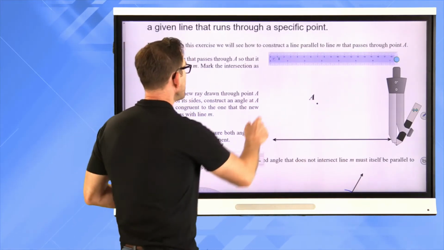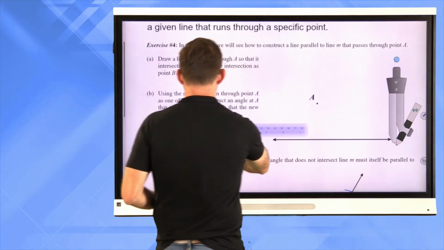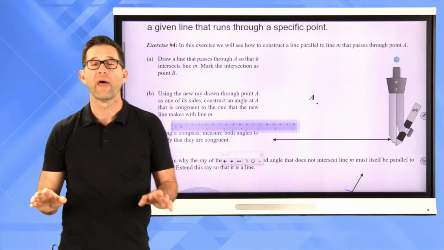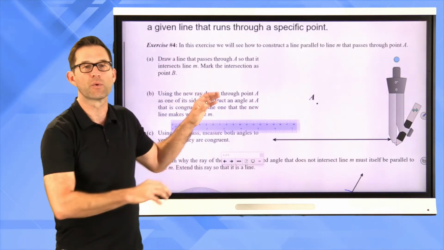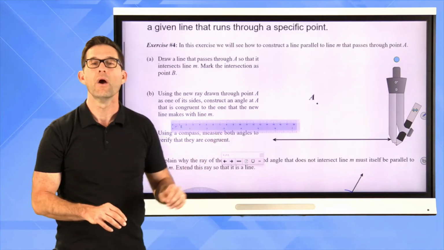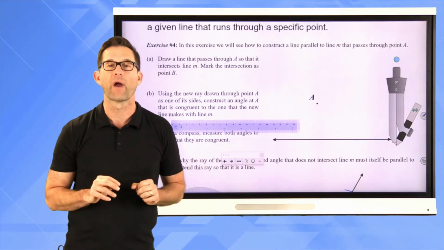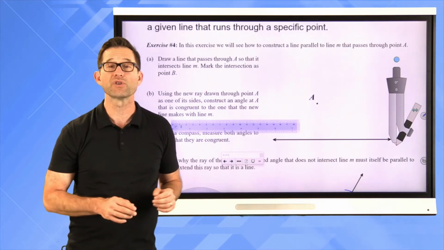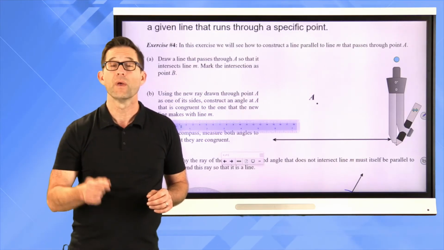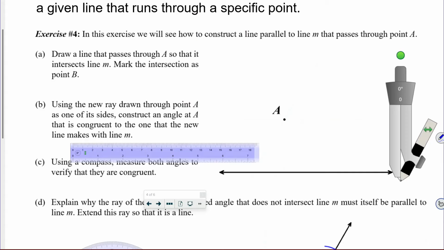So let's take a look at exercise number 4 and walk our way through how to do that. Now, by the way, every time I give you one of these where it's letter A, letter B, letter C, letter D, what I'm trying to do is give you the recipe for how to do the construction, and then we'll eventually talk about why it works, okay? So exercise number 4. In this exercise, we will see how to construct a line parallel to line M that passes through point A. Letter A, draw a line that passes through A so that it intersects line M, and mark the intersection as point B.